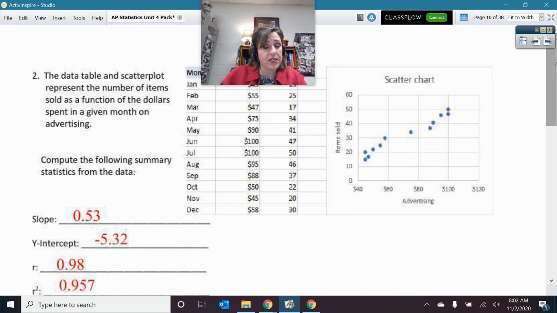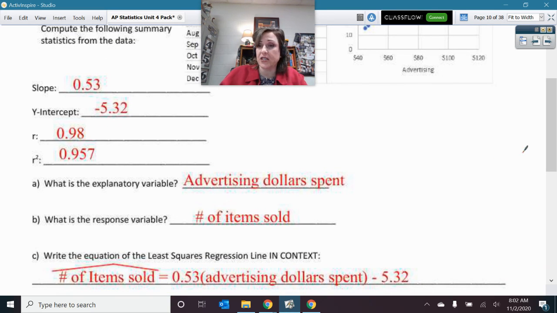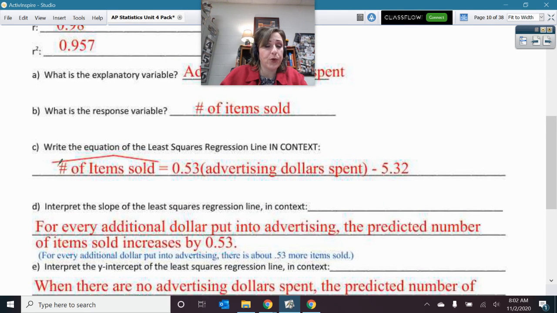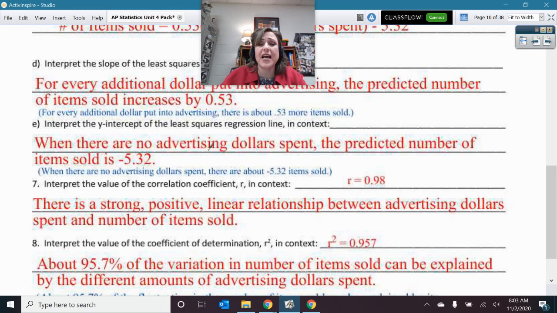All right, here was another one. You put this data in. It was about advertising dollars and the number of items sold. Explanatory is advertising dollars spent, response is number of items sold. Here was our equation: predicted number of items sold equals 0.53 times advertising dollars minus 5.32. For every additional dollar you put into advertising, the predicted number of items sold increases by 0.53. Interpret the y-intercept: when there are no advertising dollars spent, the predicted number of items sold is negative 5.32, and in this case, it does not make sense.